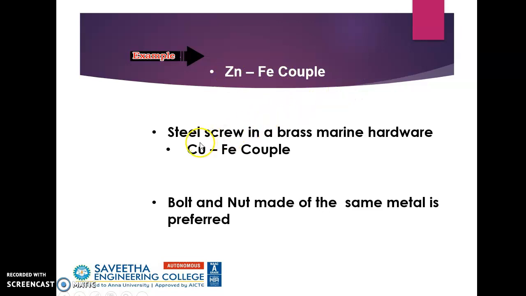Zinc and iron couple, copper and iron couple, steel screws in a brass marine hardware. So steel screws will be anodic, so steel screws will undergo corrosion while brass will be safe. That's why whenever we make nuts and bolts, they should be made of the same metals so that corrosion can be prevented.